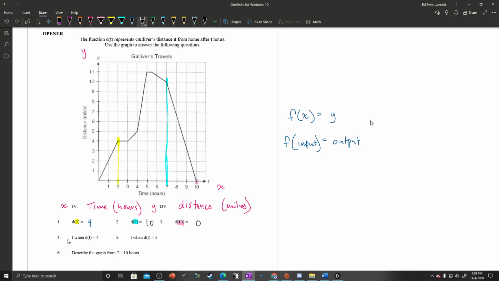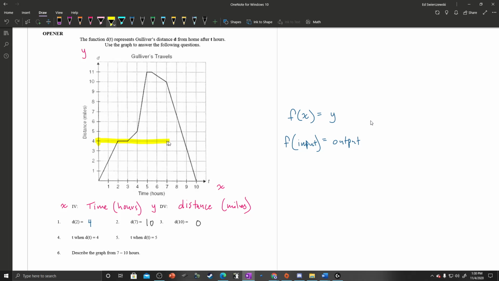All right. And in 4 and 5, we're being asked something different. It's now asking us to find the x value when the y value, or when d of t, is equal to 4. So now I'm going to get rid of my highlighting and use the same kind of method. I look on the y-axis, it's 4. I want to know at what time, and for this there can be multiple ones.